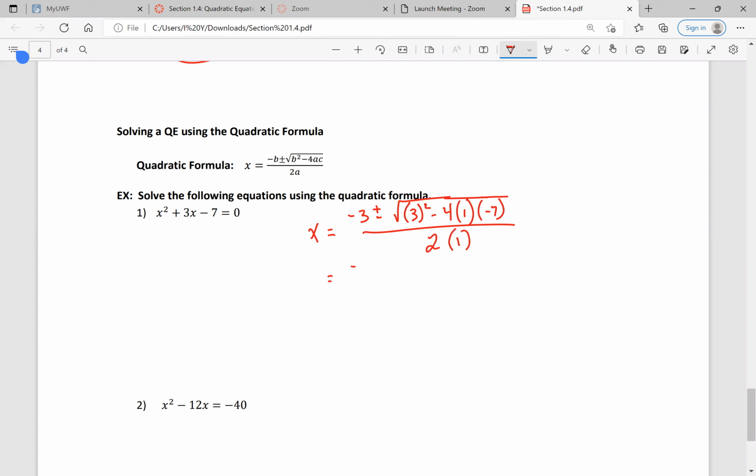So we have negative 3 plus or minus the square root of 9. This becomes minus 4 times 1, which is minus 4, times negative 7, plus 28, all over 2, which is negative 3 plus or minus the square root of 37 over 2. So this is when you don't have a nice pretty one to factor.